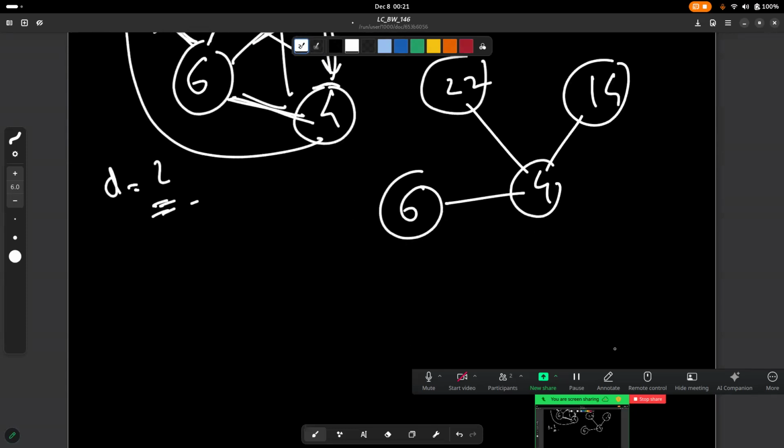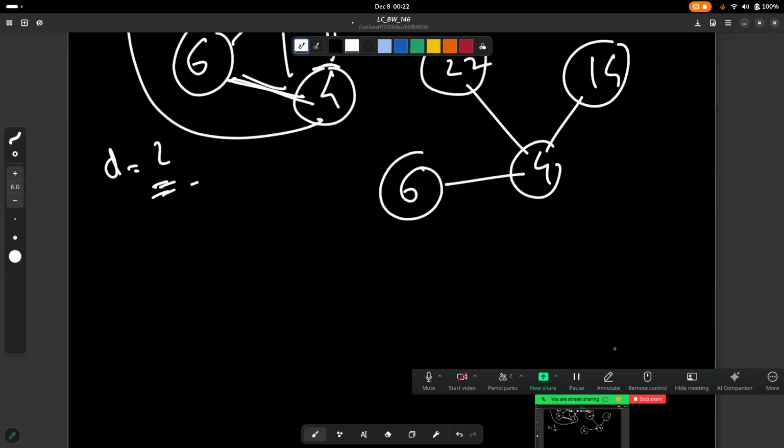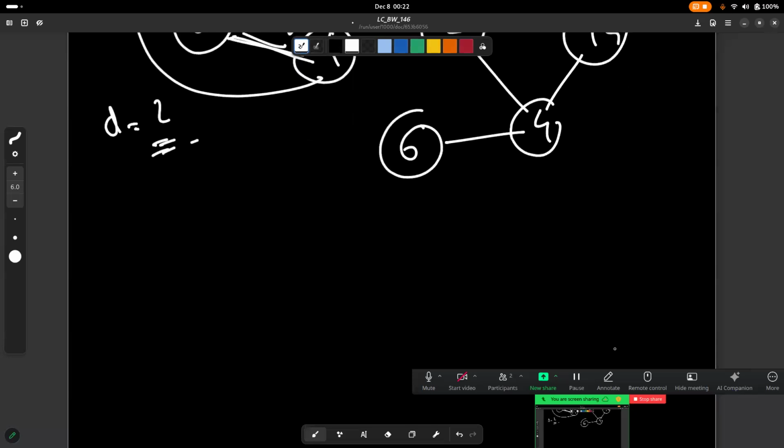But how will we find that number which we want to connect to? Like in this case, we are connecting to 4. So how do we find that number? Okay, now let's move to that.